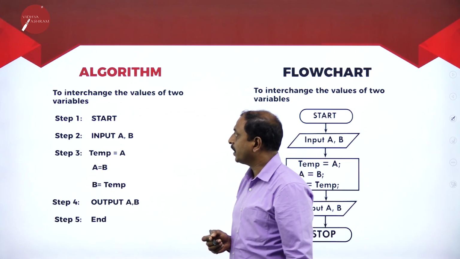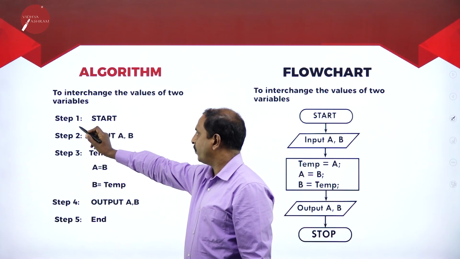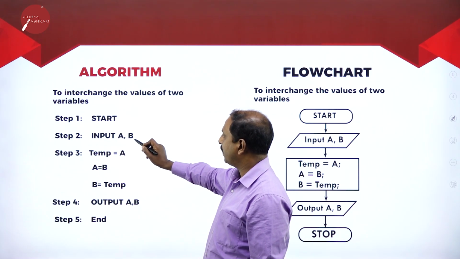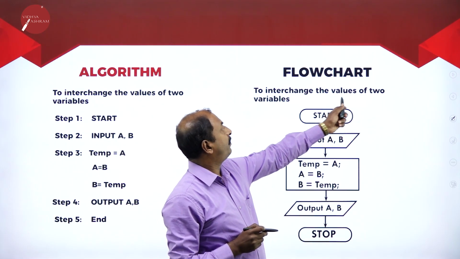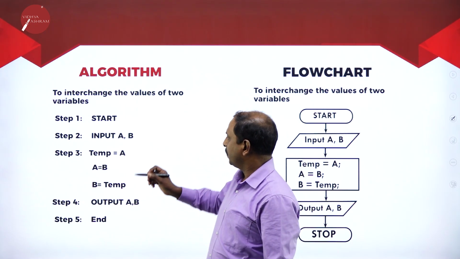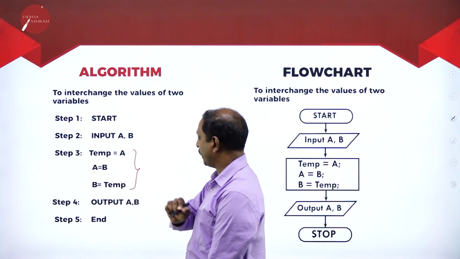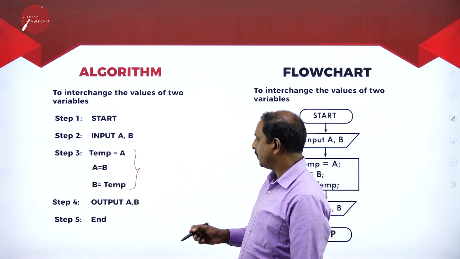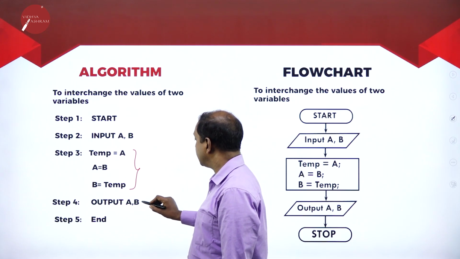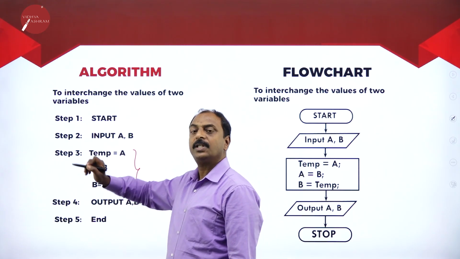Now we can also see an algorithm for the same here. Algorithm step 1: start, input A and B. Here we have to interchange the values of two variables, so we have to enter two numbers. So input A and B, and this is the logic of the algorithm. Then we have to find the result, or print the result. This is the end. So this is an algorithm.